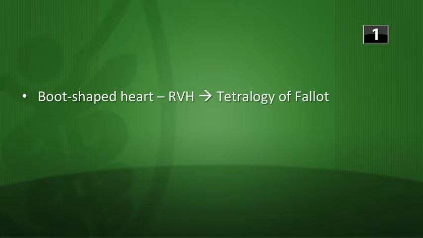It's time for the three-question warm-up for Biochem 5. Let's get going. What problem or abnormality is associated with each of the following buzzwords? So first we have boot-shaped heart. So this is associated with right ventricular hypertrophy, which can also be seen in tetralogy of Fallot.